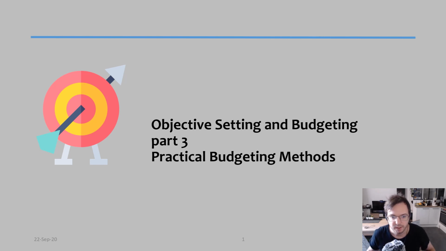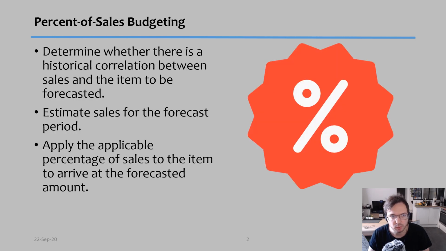Hello everyone, welcome to part 3, and in this video I'm going to talk about practical budgeting methods. I'm going to talk about the 4 methods that we typically use to create the budget for our advertisement campaign. The first one is called percentage of sales budgeting.